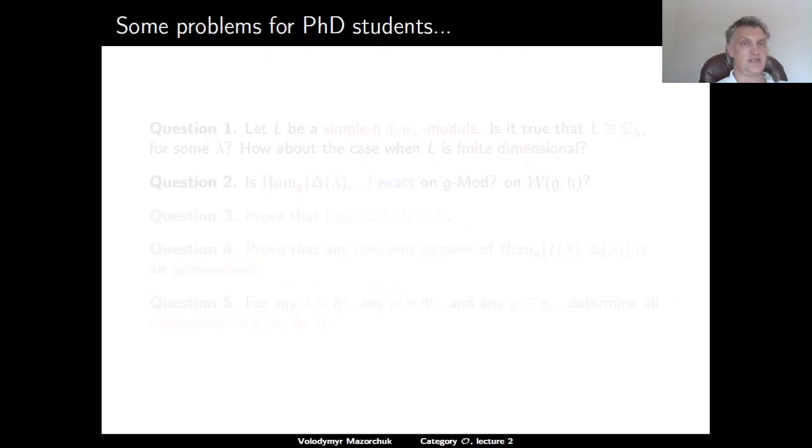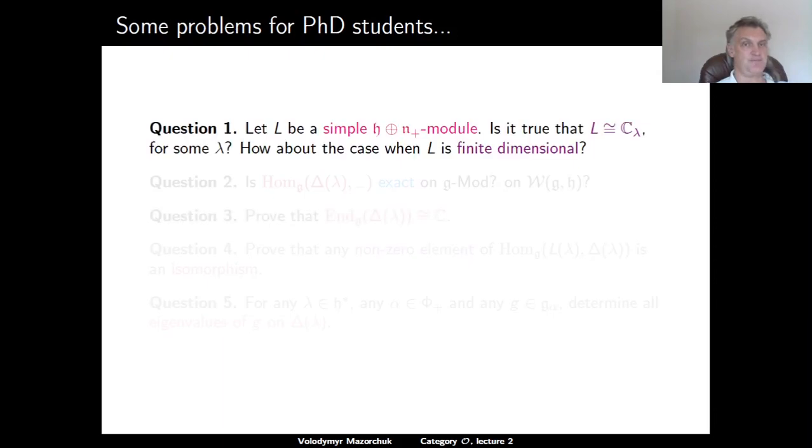So we complete the lecture with some problems for PhD students. Question 1. Let L be a simple module over the Borel subalgebra. Can one claim that the module L is isomorphic to C_lambda for some lambda? What about the same claim if we assume that L is finite dimensional? Question 2. Is the Hom functor from a Verma module exact on the category of all g-modules? What about the category of all weight g-modules?